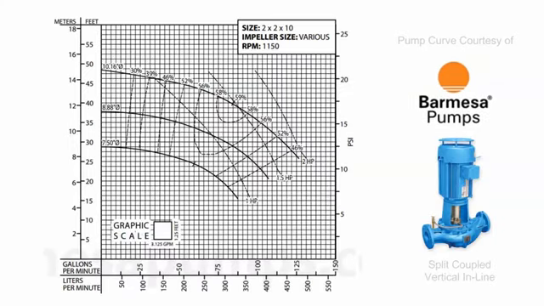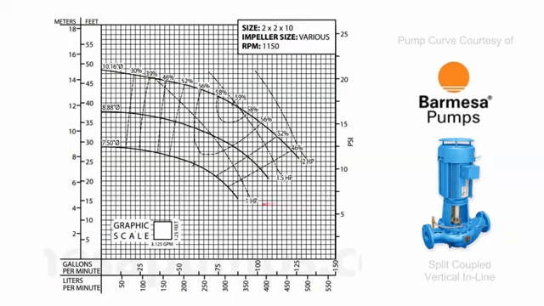And now looking at this third pump curve, what we have here is another Bar Mesa pump. Now this is an interesting pump. It's a split coupled vertical inline pump. So this type of pump is most often used for pressure boosting applications. And what you can see here is that this pump curve shows a ton of information, but it's laid out quite differently from the other pump curves that we've taken a look at.